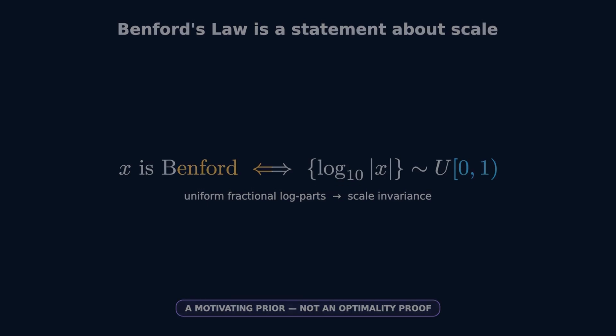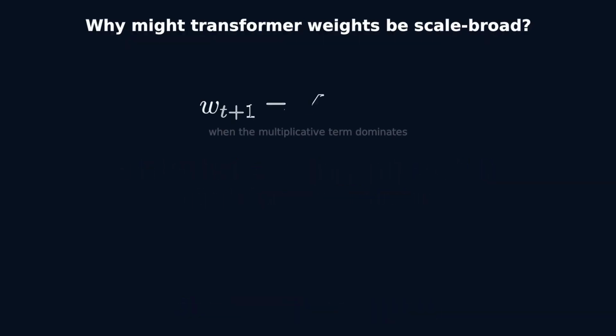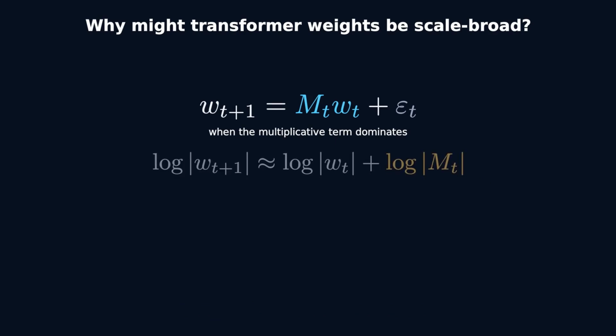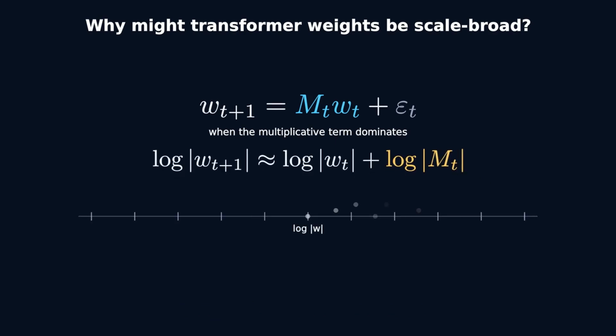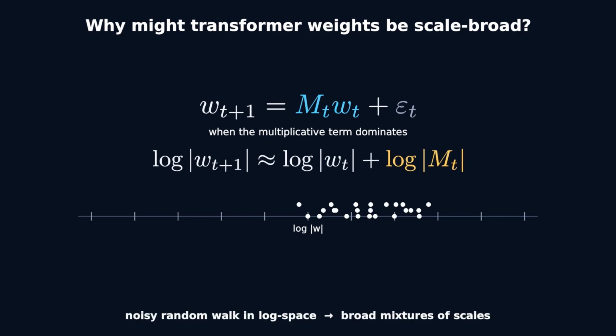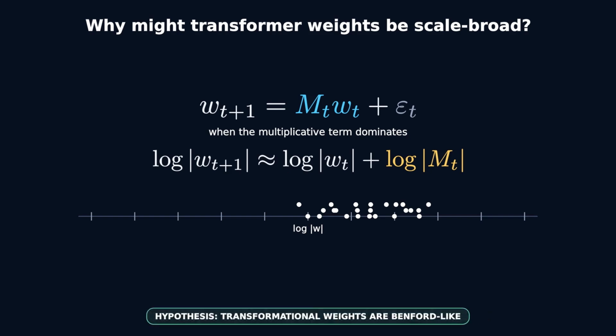A way to update combines a multiplicative term with an additive residual. When the multiplicative term dominates, the logarithm turns multiplication into addition. Optimizer and gradient variations then resemble a noisy random walk in log space, spreading weights over several scales.